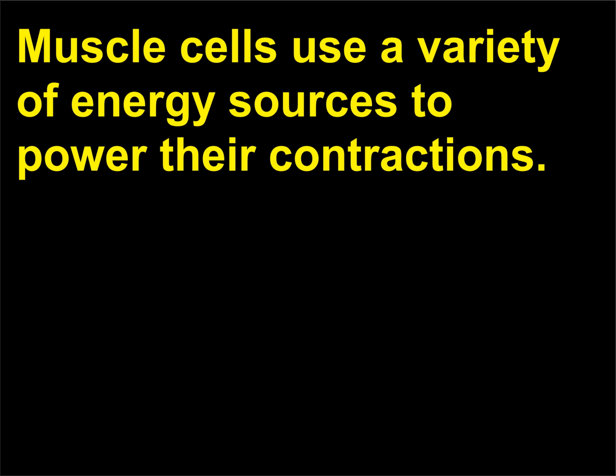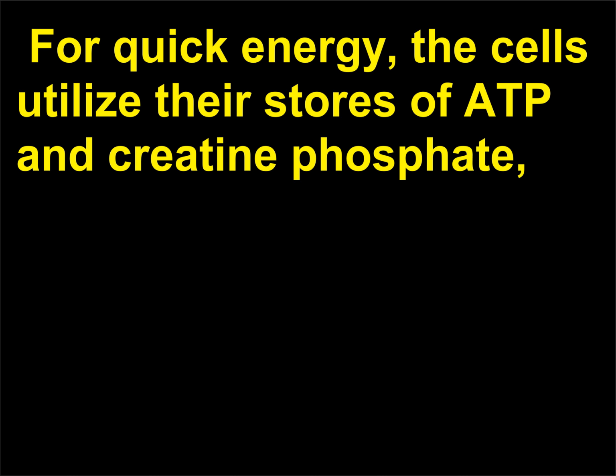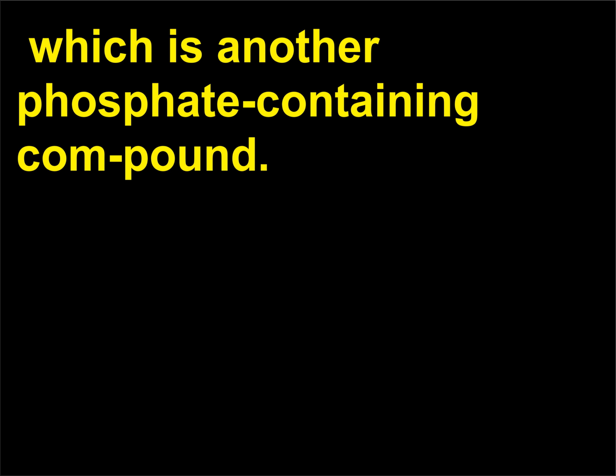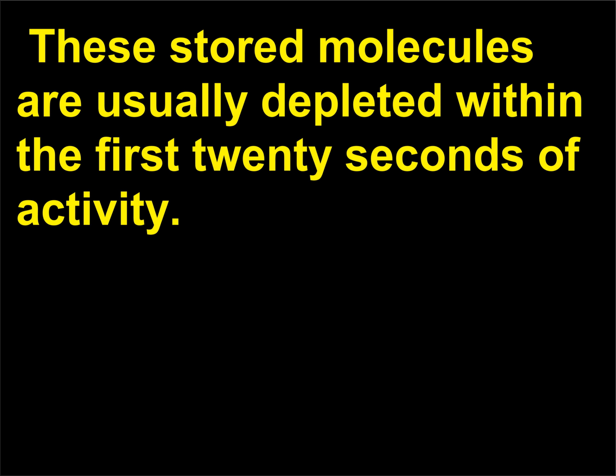Muscle cells use a variety of energy sources to power their contractions. For quick energy, the cells utilize their stores of ATP and creatine phosphate, which is another phosphate-containing compound. These stored molecules are usually depleted within the first 20 seconds of activity.